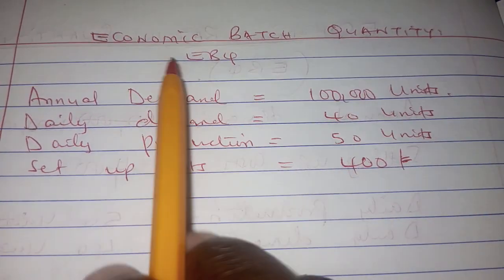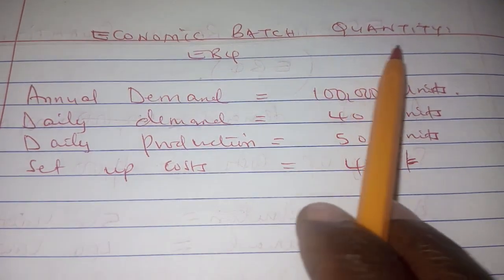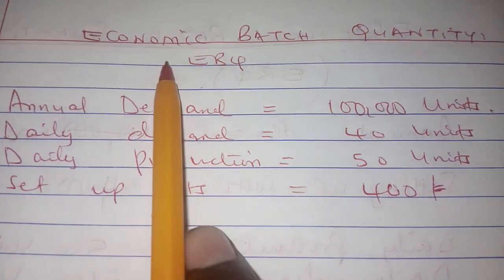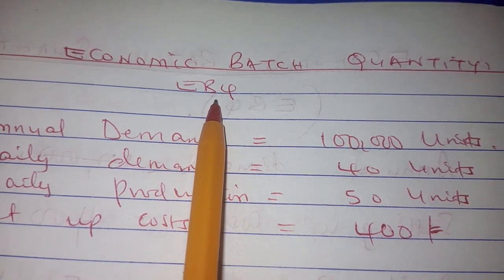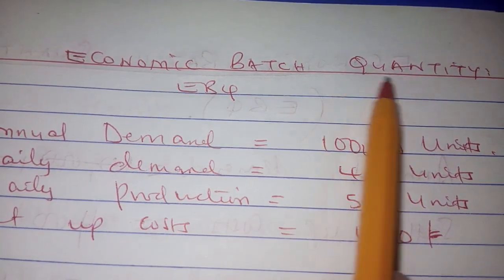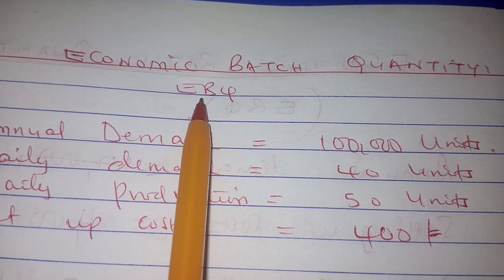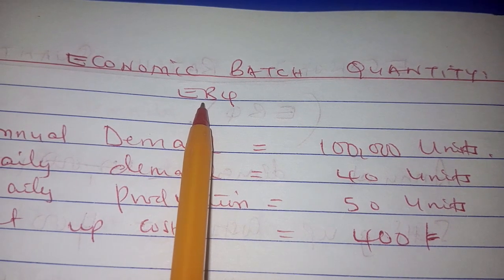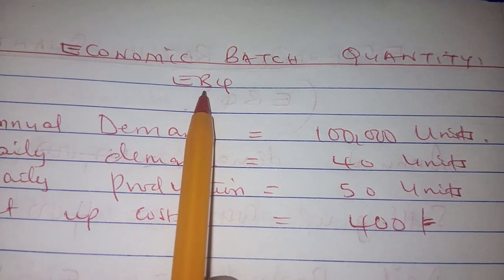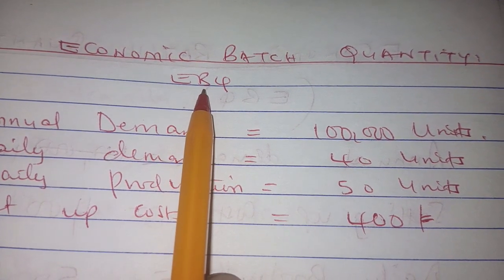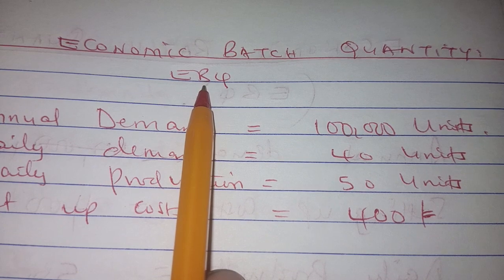This morning we look at the economic batch quantity, EBQ. EBQ, or the economic batch quantity, is a quantity that is supposed to be produced by a manufacturing firm which manufactures the raw materials for use in its production.